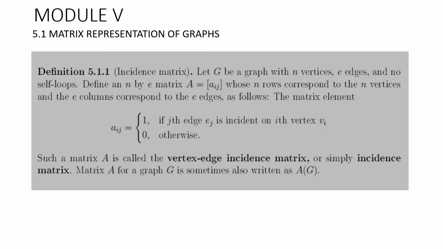The matrix element Aij is defined as 1 if Ej is incident on the vertex Vi and 0 otherwise. Such a matrix A is called the vertex edge incidence matrix or simply the incidence matrix. The incidence matrix can also be denoted by capital A of G.